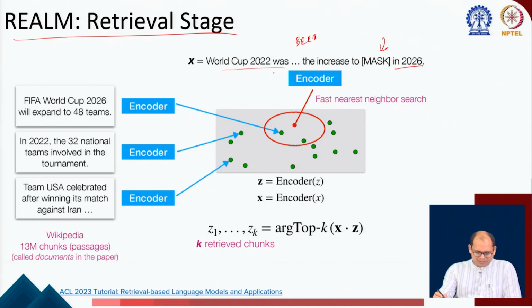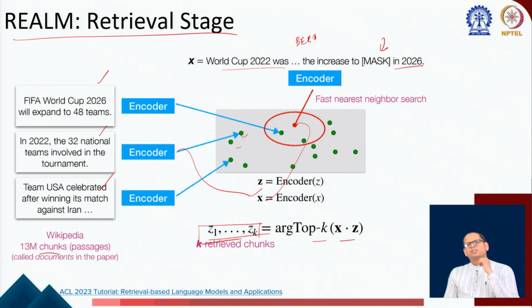You have the sentence in the query, the input to the LM, and you encode it using the hidden states. Similarly, you encode your entire data store, which has the passages. In this case they had 13 million chunks from Wikipedia, and you encode each of these chunks. Through the encoder you have the embeddings for all of these. You can do some similarity matching to find the top k. So you retrieve some k chunks that are most similar to the current input.